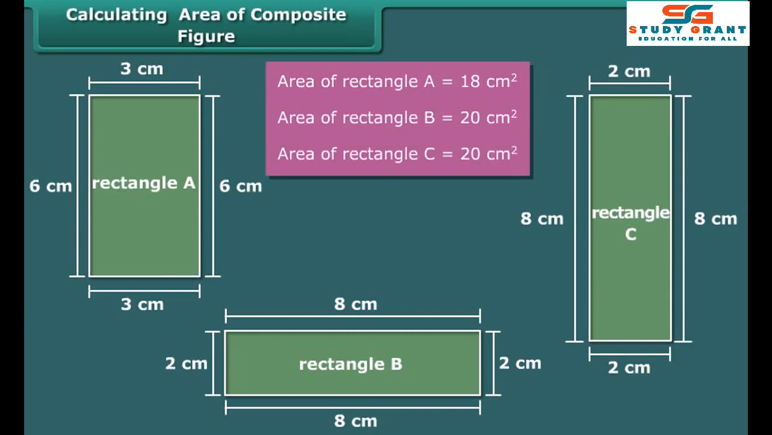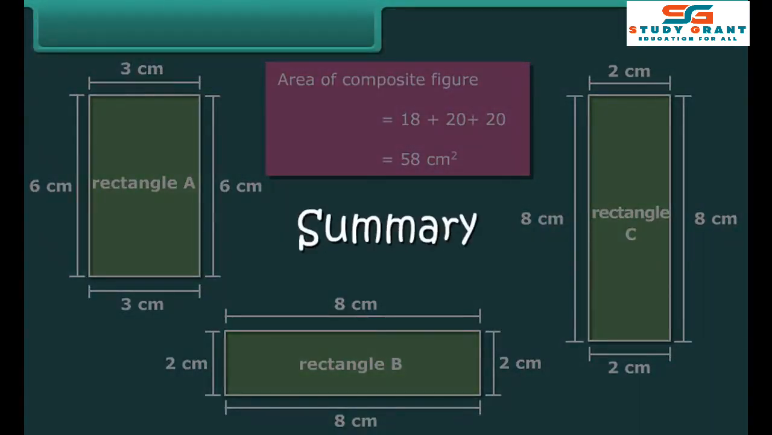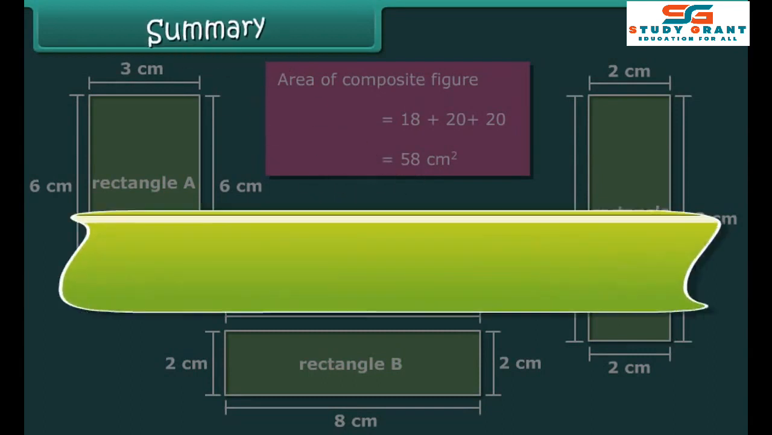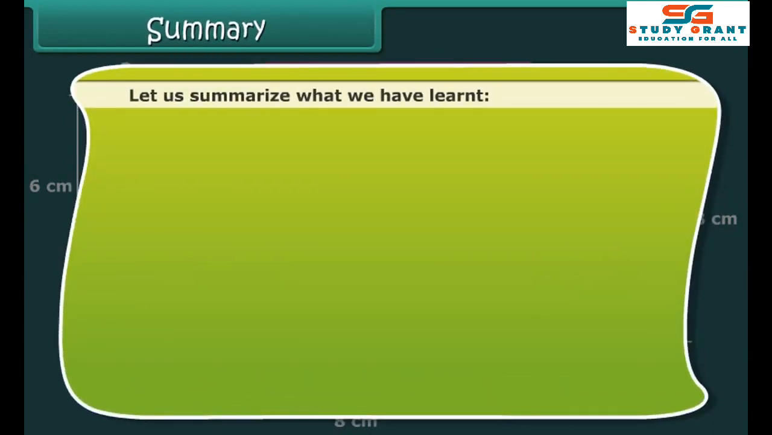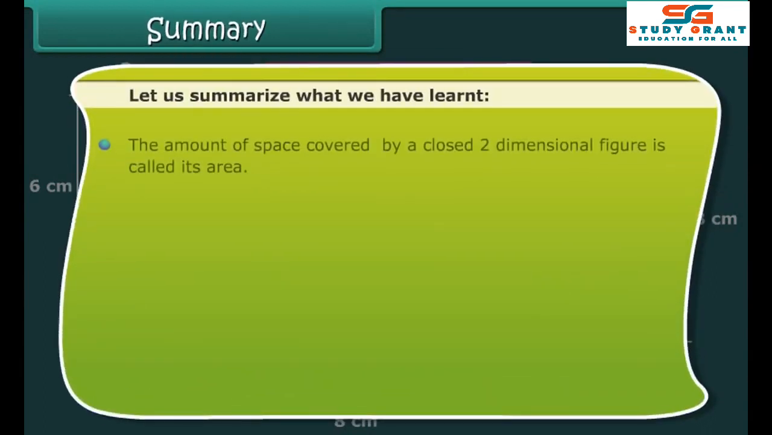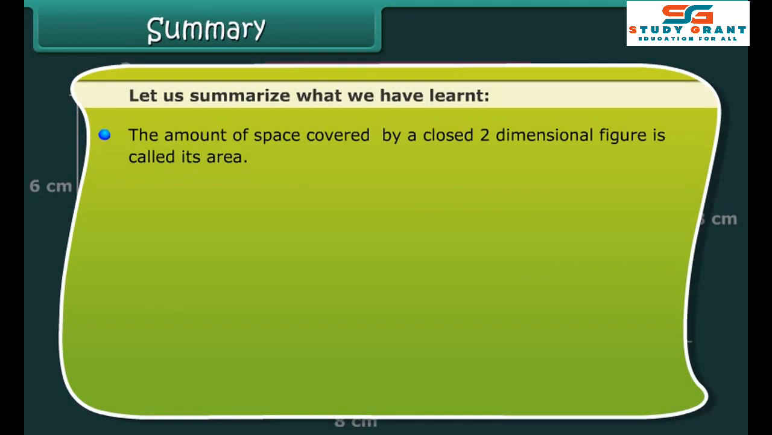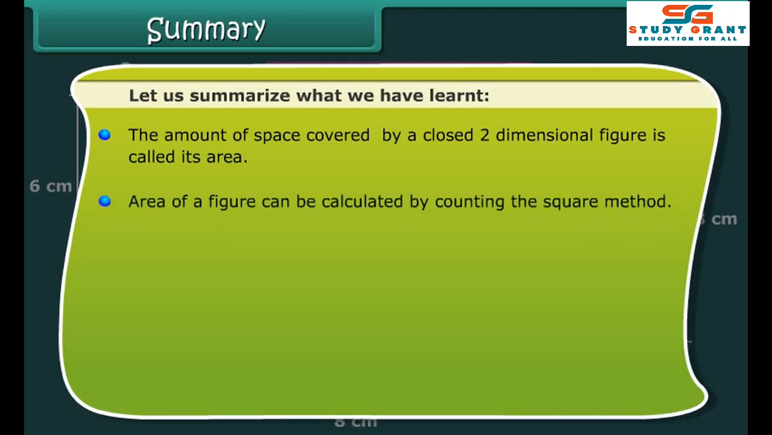Here we can divide the given composite figure into 3 rectangles. The area of rectangle A is 18 centimeters square. The areas of rectangles B and C are the same, that is, 20 centimeters square. Thus, the area of the composite figure is 18 plus 20 plus 20, which is equal to 58 centimeters square.